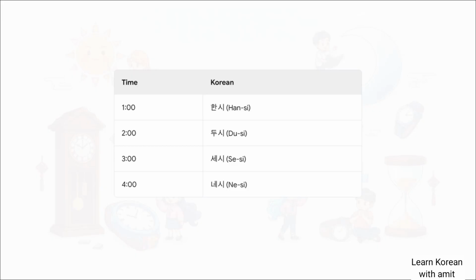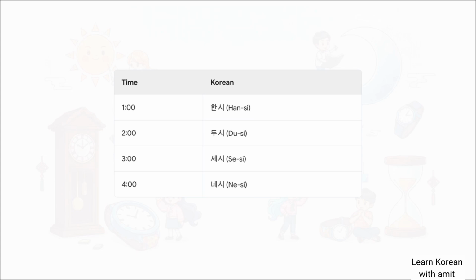Now check out how these native numbers actually morph to attach to our new word. See the shift from the base numbers on the left to the hour spelling on the right. 1 o'clock is han-si, not hana-si. 2 o'clock is du-si instead of dul-si. 3 o'clock is se-si, and 4 o'clock is ne-si. They purposely drop their na, l, and t endings to become cleaner and smoother.